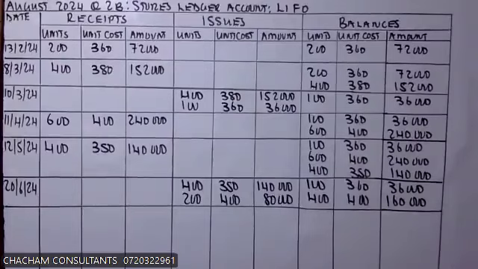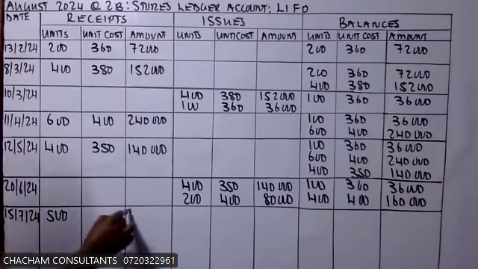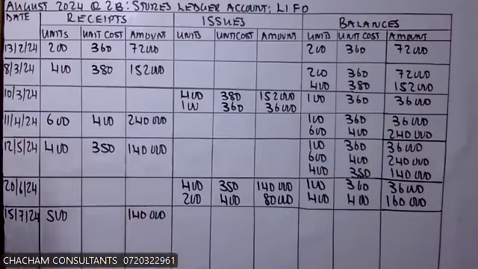The next one after 20th is July 15. July 15, we purchased 500. 15th of July, we brought in 500 at a total cost of 140,000. So tell me, good, 280. It's 280.